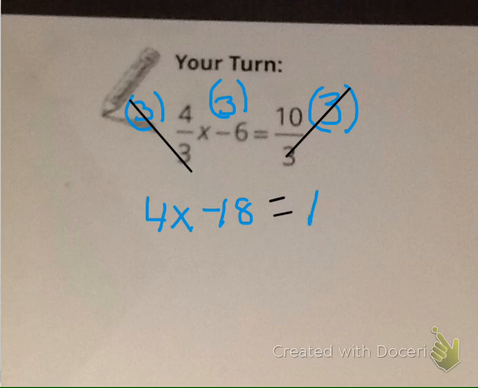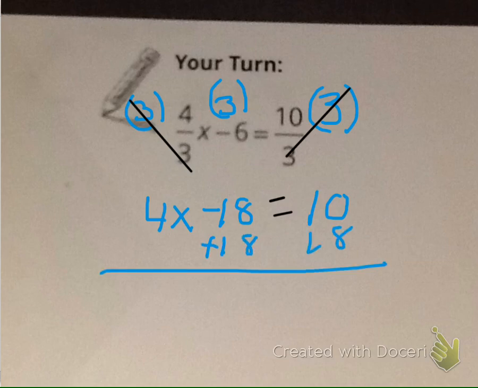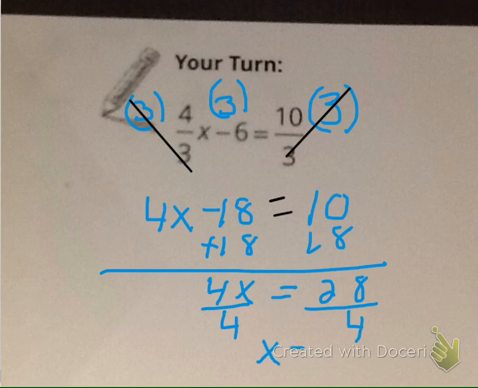It doesn't change the answer. Equals 10. Now I have to get the x by itself. Always get rid of the addition and subtraction first. So I have to add 18 to both sides. And now I have to get rid of the timesing by 4. The opposite of multiplying is dividing. So I'll divide by 4. And that's going to give me x equals 7. And you're done.